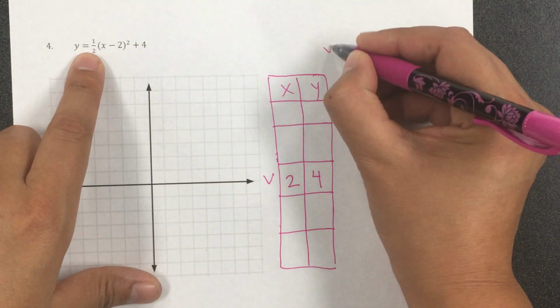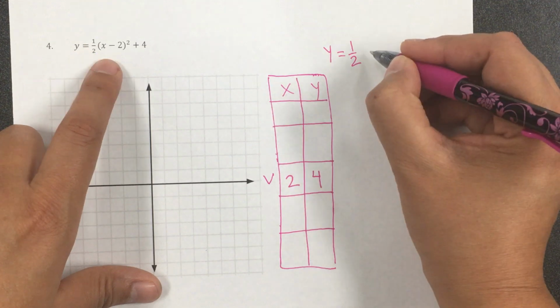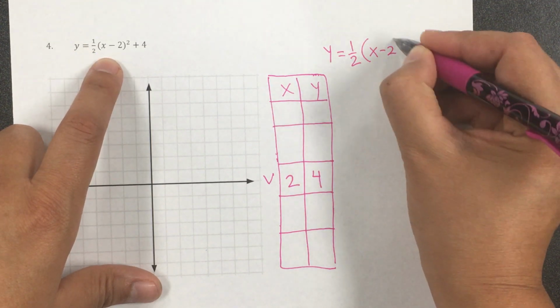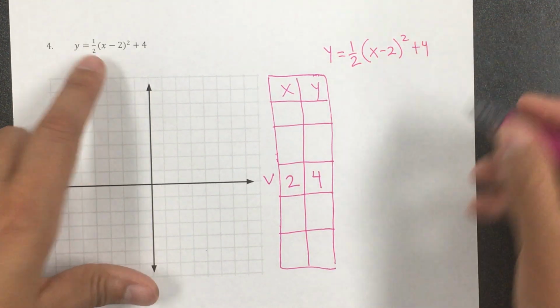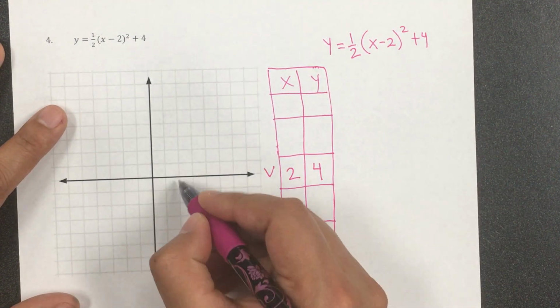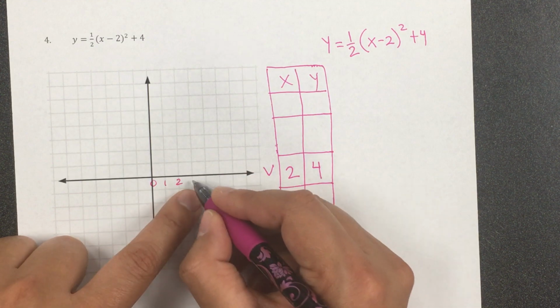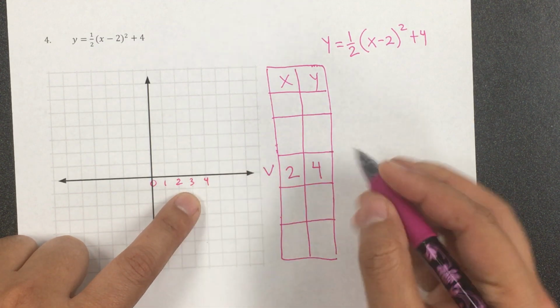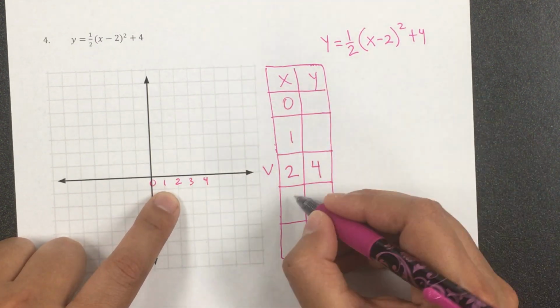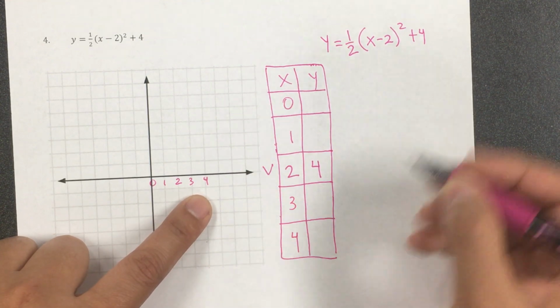Okay, so now since we have y equals 1/2 times (x minus 2) squared plus 4, that's what we're going to be using. Remember, if this is the vertex, we're going to use to the left 2 of them and to the right 2 of them. So 1, 0, and 3, 4.